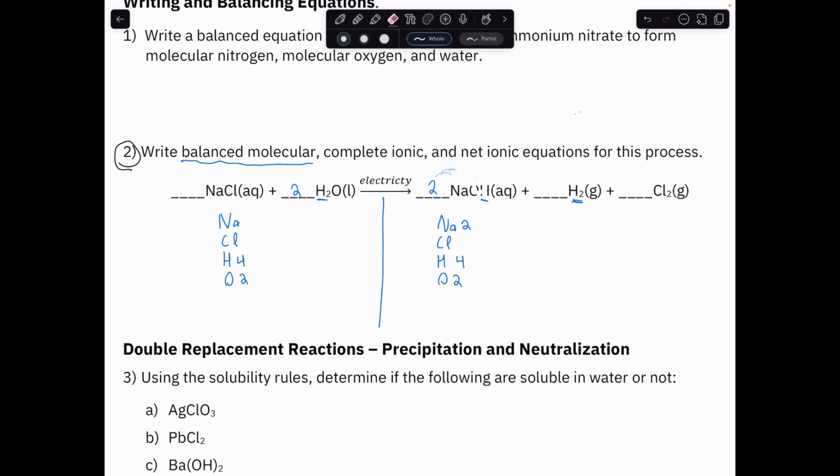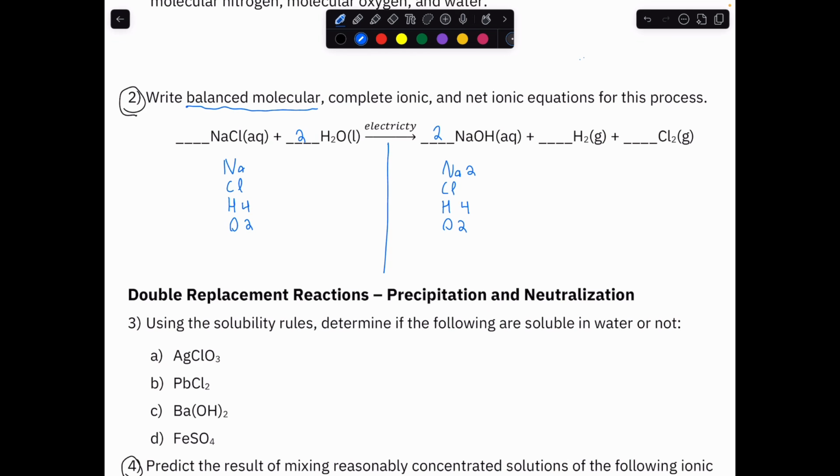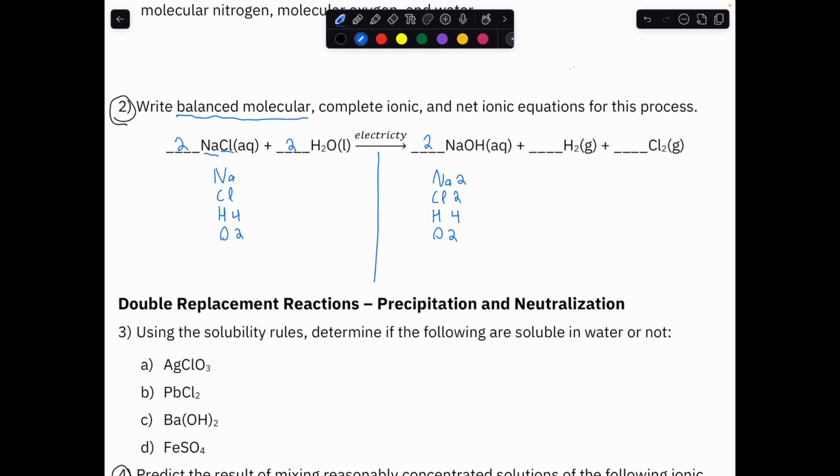I'm going to erase my little underlines because we don't really need them anymore. And so from that point, I notice that I have 2 chlorines right here, and on this side, I have 1 sodium, 1 chlorine, but that can easily be remedied if I just put a 2 right here. So that would make these 2 sodiums and 2 chlorines. And so now we have a balanced molecular equation.